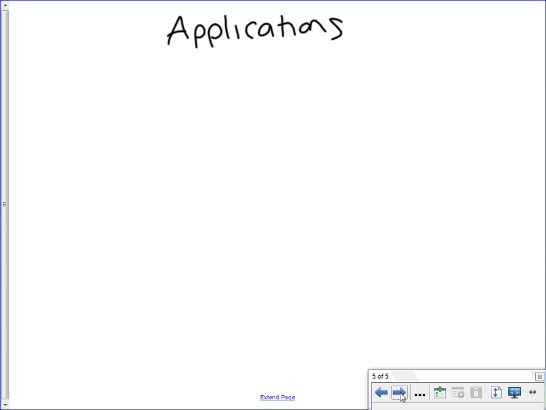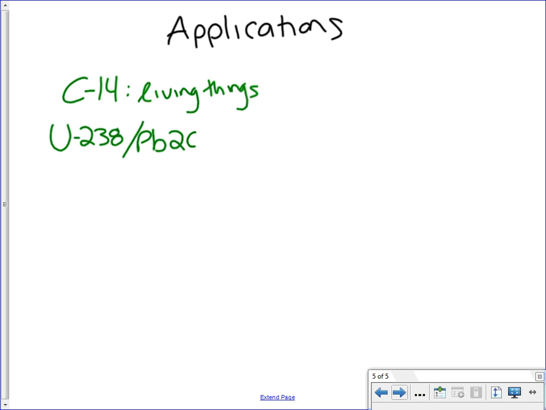Finally, applications. You have to memorize these. Okay? Carbon 14 is for living things or organic things. It's for dating how old living things are. Okay, how long ago it was living. Uranium 238 and lead 206 are for rocks and minerals. Okay, or geologic formations. They have a really long half-life, so there's still some of that sticking around.